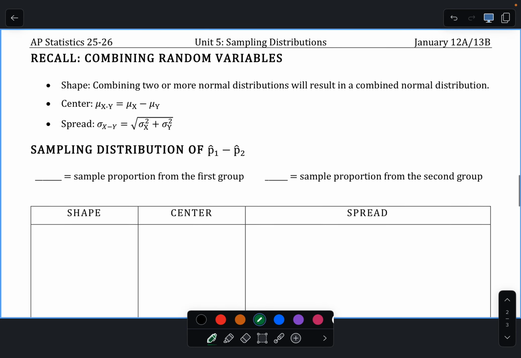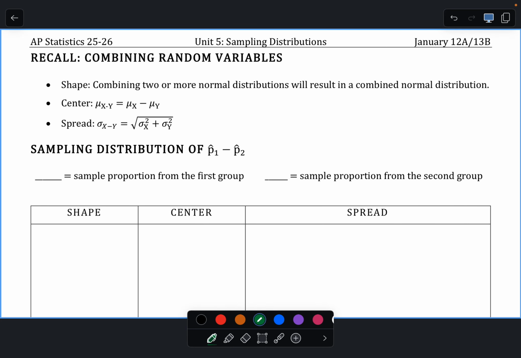For combining two variables together, the distribution is going to be very, very similar. We are still going to check the same three things. It's just we have to check them slightly differently. One thing that I will point out, if you're combining two or more normal distributions, you will have a combined normal distribution. So what we're going to do for shape is verify that population 1 is normal, population 2 is normal, therefore together they will be normal.